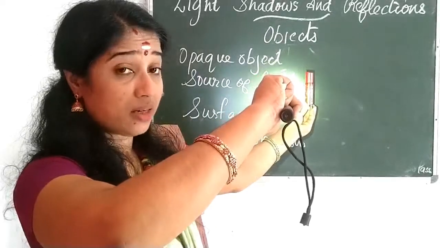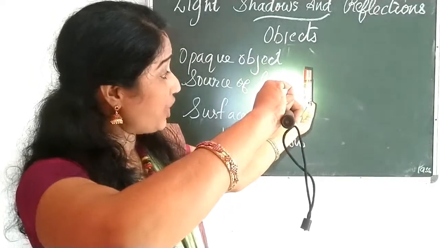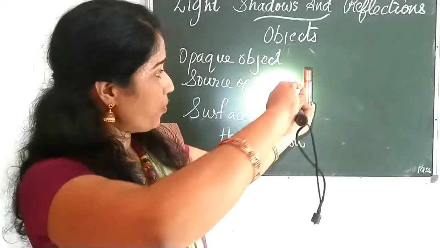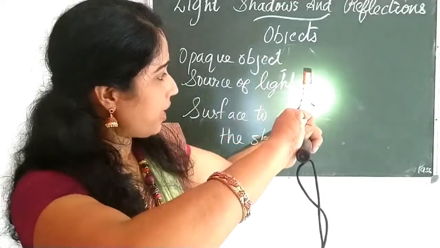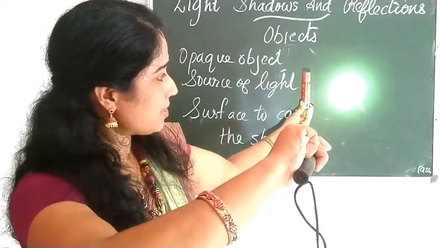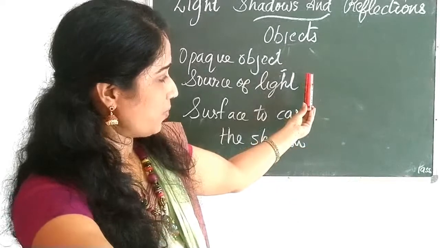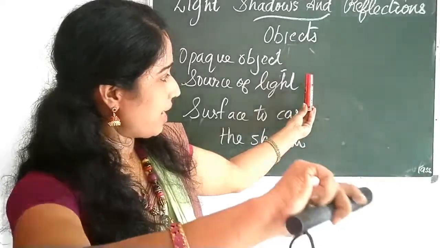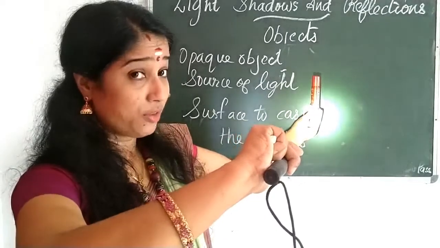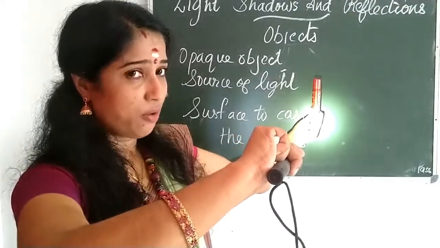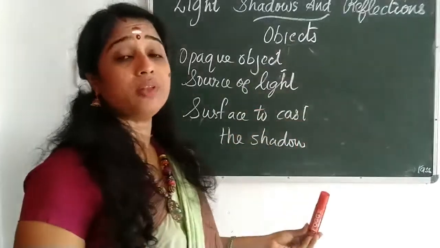Depending upon the power of the source of light, the clarity of the shadow also changes. Now it is getting the proper light, then you can see a very clear shadow there. Now observe, what happened? Yes, the shadow is becoming dimmer and dimmer. Now you can't see the shadow. So the power of the source of light is very, very important for the formation of the shadow.